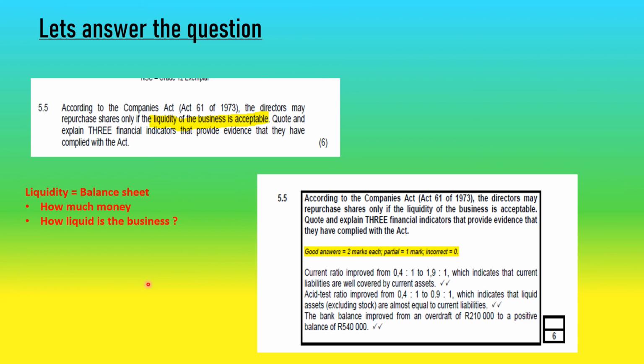Liquidity means how liquid your business is, how fast your business can pay money, and how much money it has. So you would look at your current ratios. You can also look at your asset test ratios. You can also look at your bank balance ratios, which will tell you how much money you actually have. And all three of these are an indication of your liquidity and how liquid your business is.